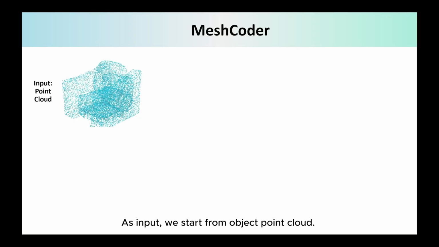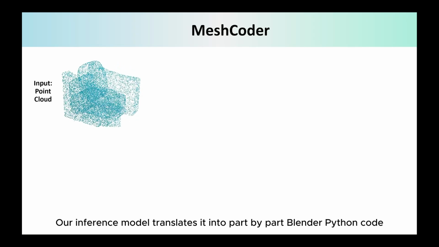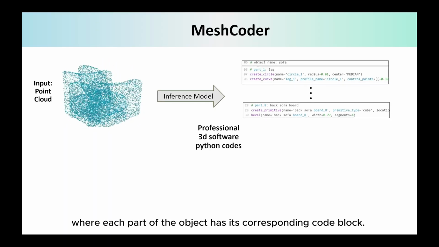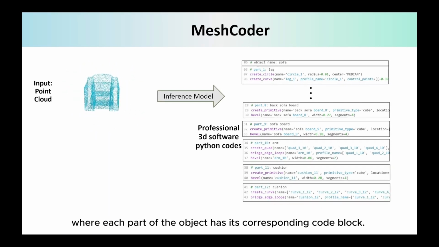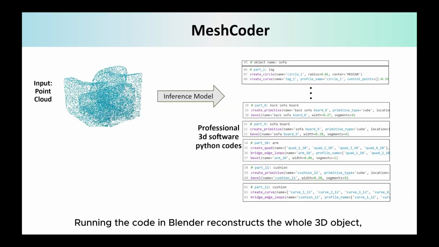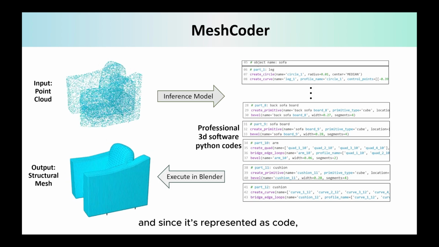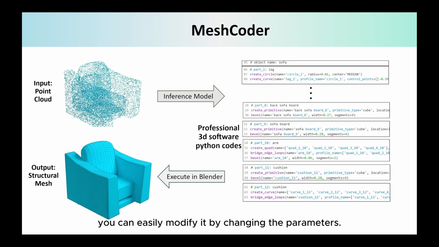As input, we start from an object point cloud. Our inference model translates it into part-by-part Blender Python code, where each part of the object has its corresponding code block. Running the code in Blender reconstructs the whole 3D object, and since it's represented as code, you can easily modify it by changing parameters.